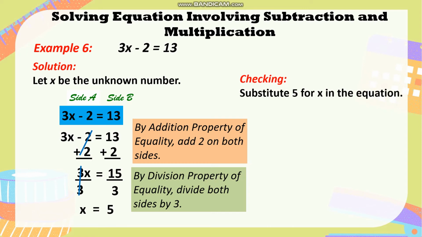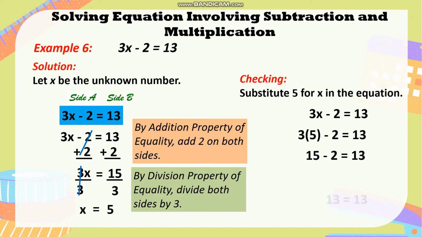Checking. Substitute 5 for x in the equation. Ang original equation natin ay 3x minus 2 equals 13. So, palitan natin ang x ng 5. 3 times 5 minus 2 equals 13. Kaya, 15 minus 2 equals 13. So, 13 equals 13. Ang ating unknown number ngayon ay 5. Therefore, x equals 5 is correct.